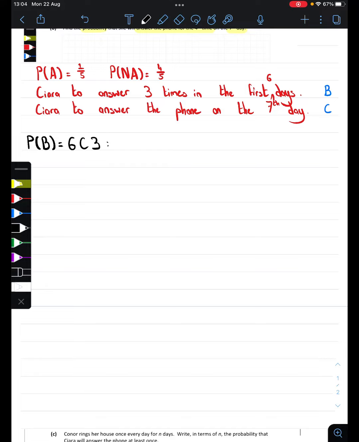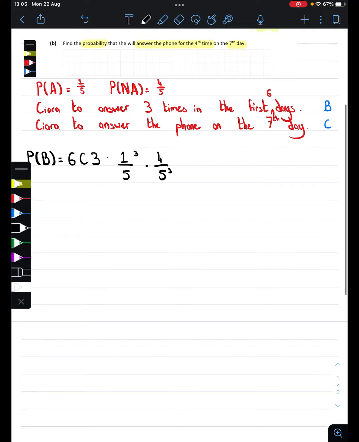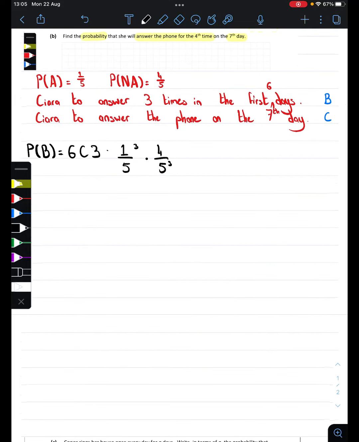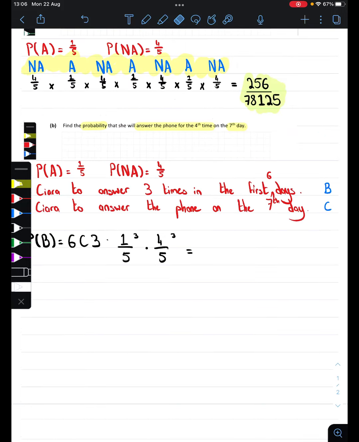And then we'll look at the probability of each of those individual events. Well, she answers 3 times. So that's 1/5 cubed. And she doesn't answer 3 times, so that's 4/5 cubed. Okay, and if we put this into our calculator, we get 256 over 3,125.